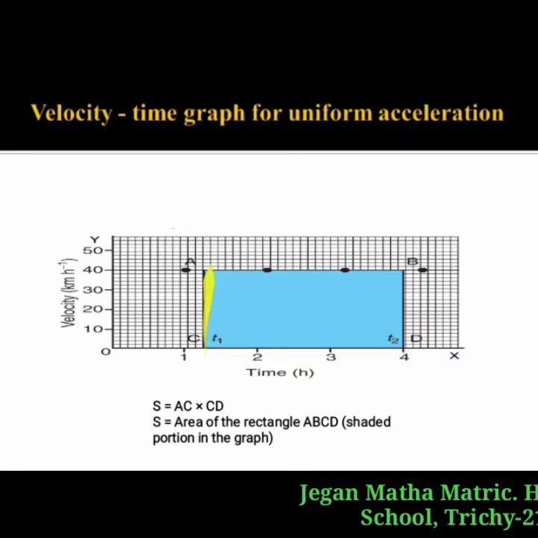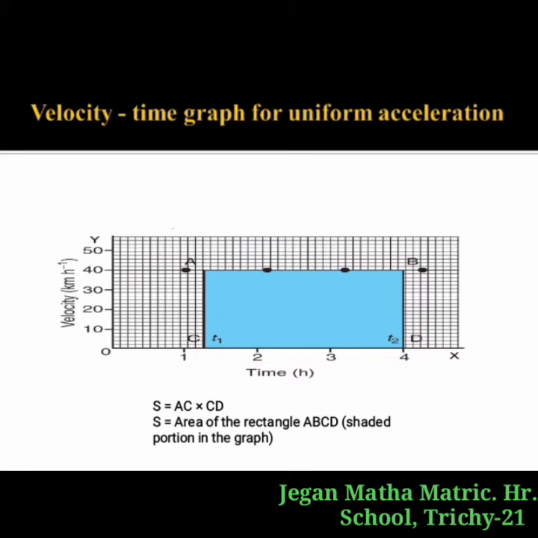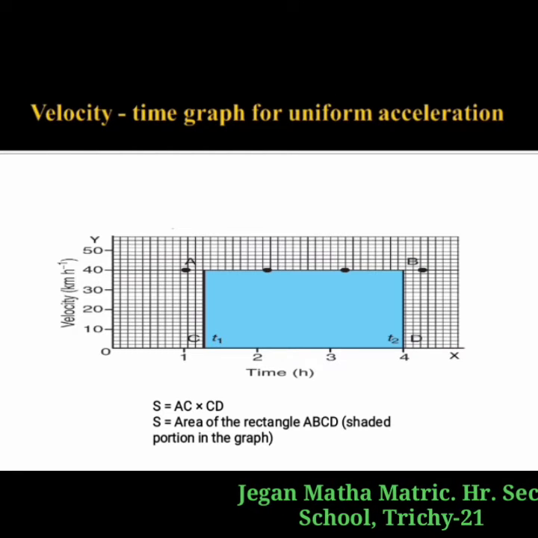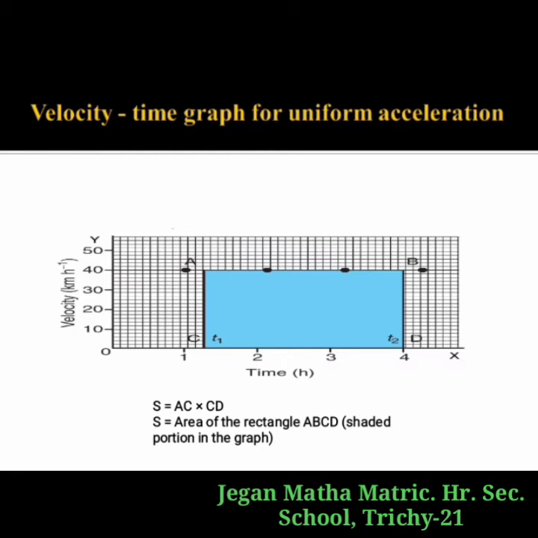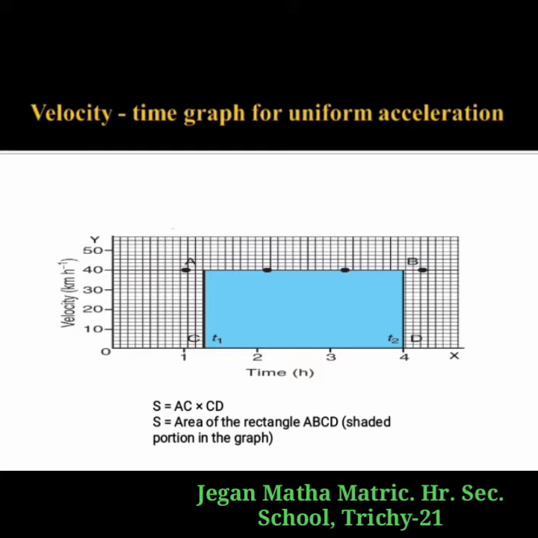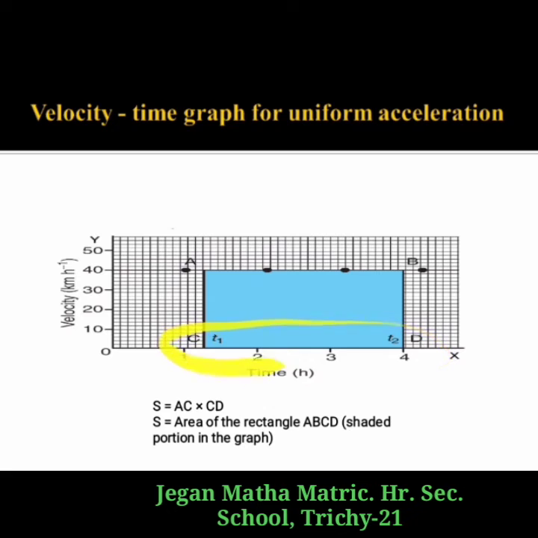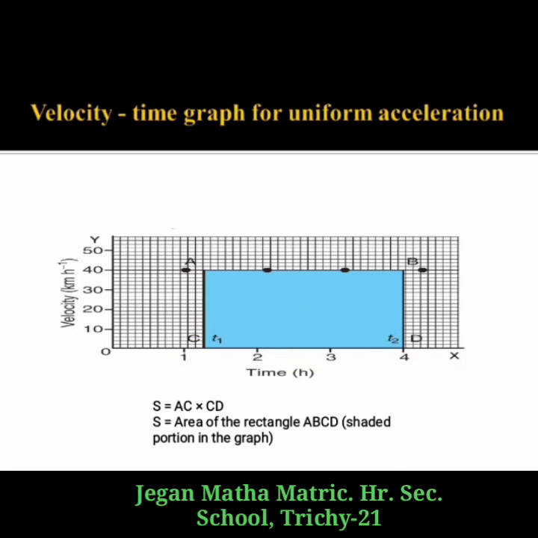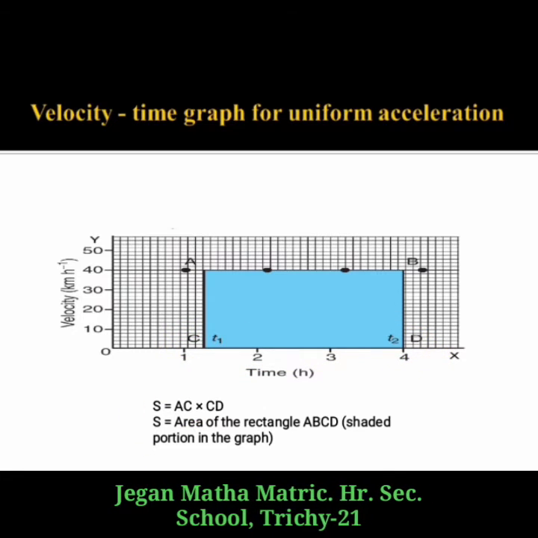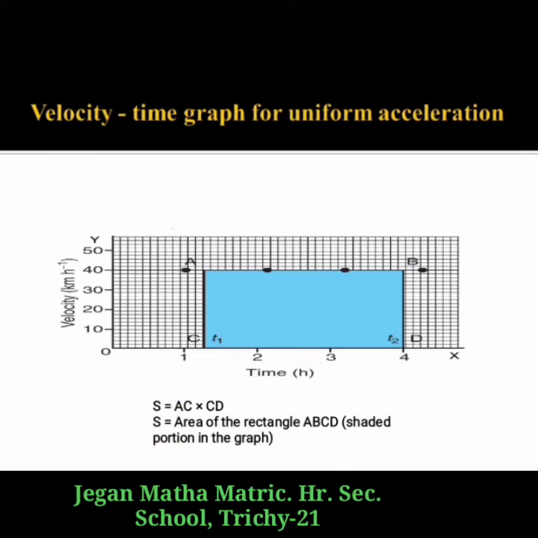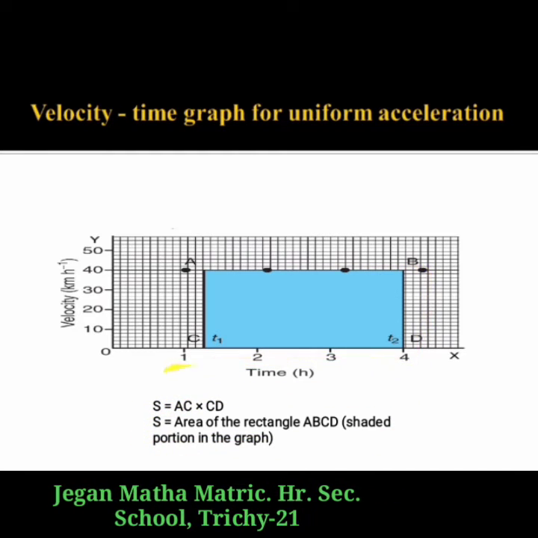The shaded portion shows the shape of the rectangle. We know the formula for the area of a rectangle is length into breadth. Here the length is AC and the breadth is CD. So the distance covered by the car is equal to the area of the rectangle ABCD.